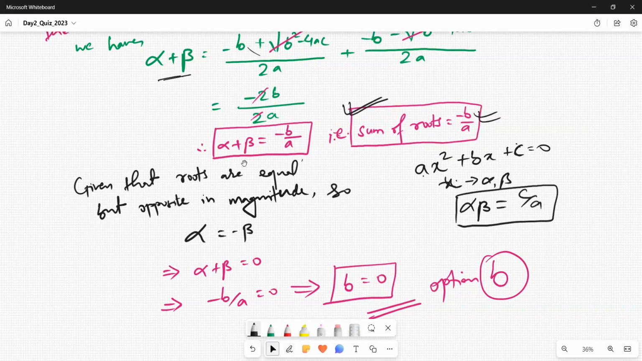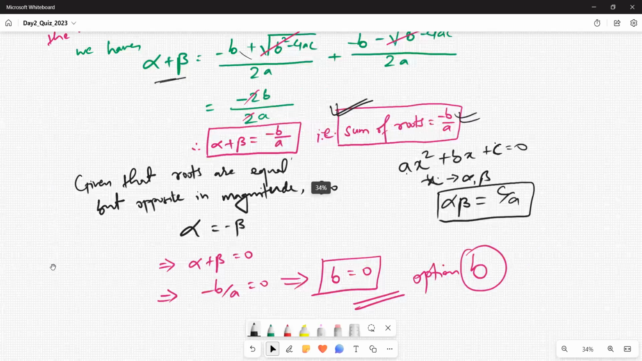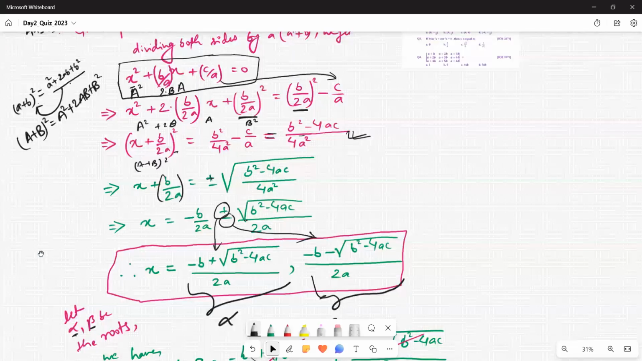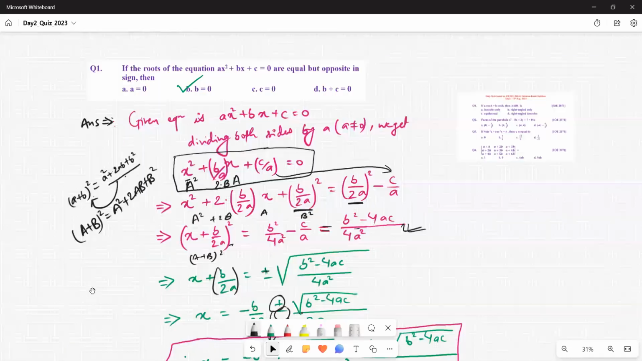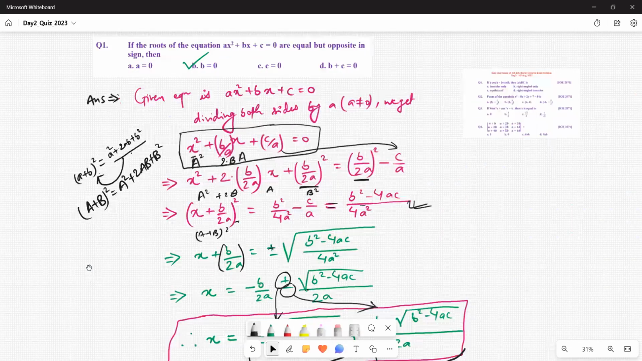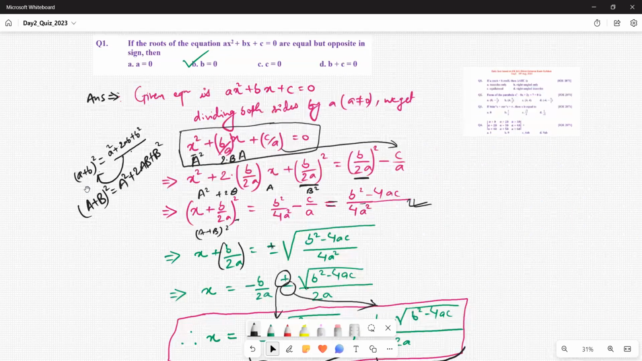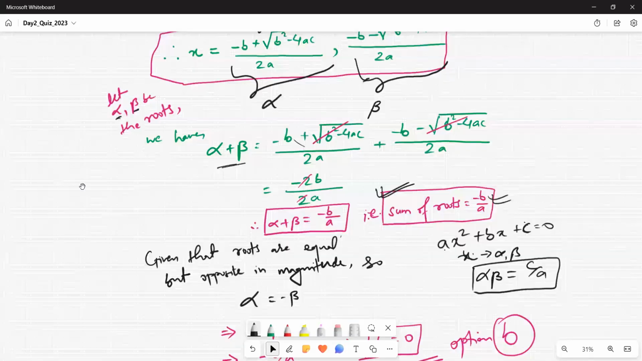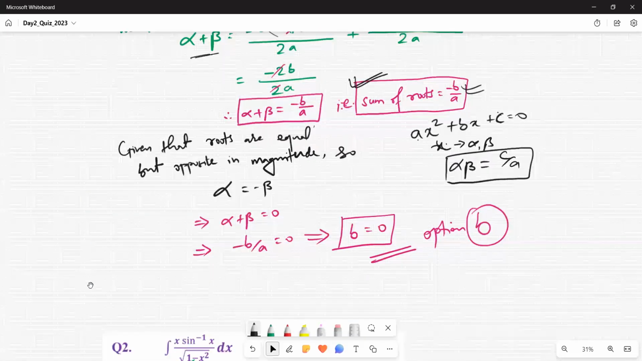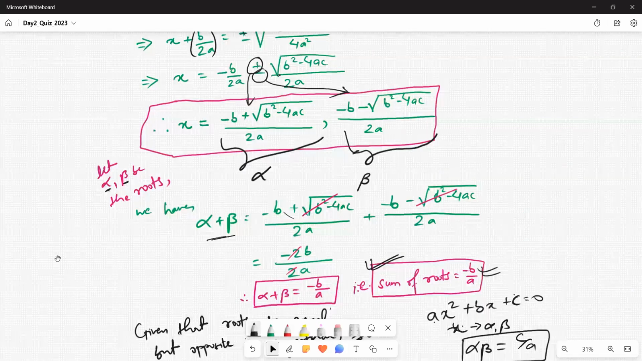So we derived that sum of roots thing. This was not required, the derivation was not required here, but still many of you might have forgotten how the sum of roots is equal to minus b by a. So I just showed it right now. In the question, what we are given, just read it again.